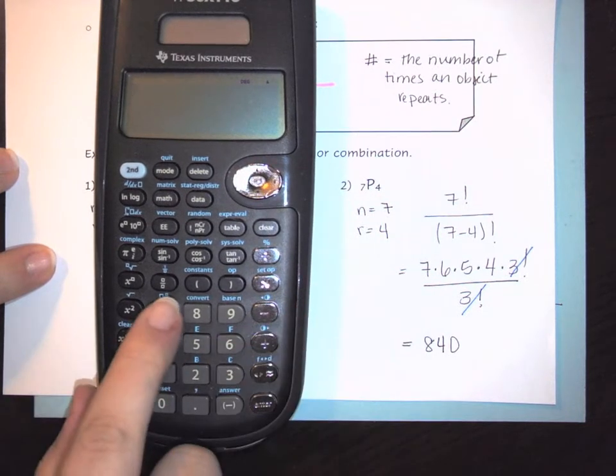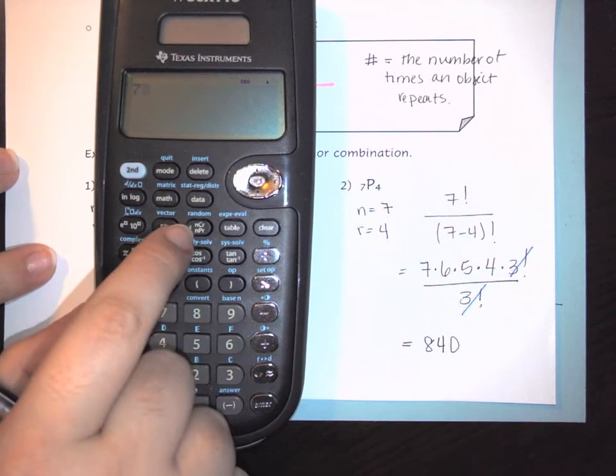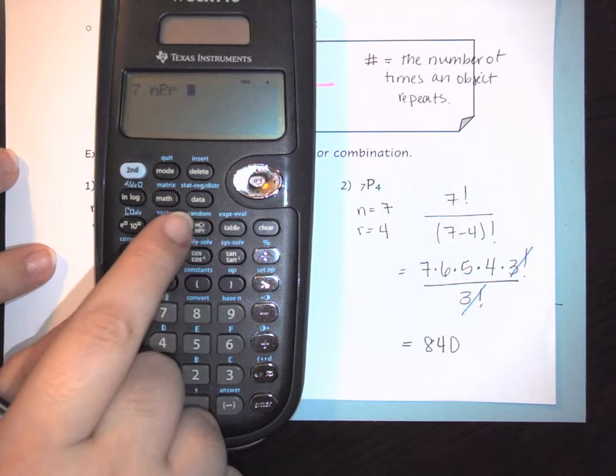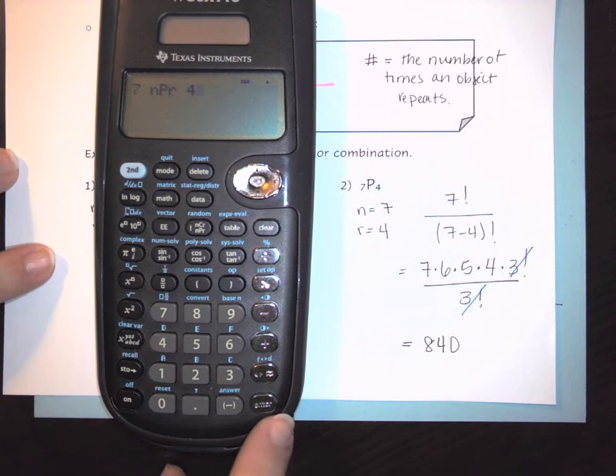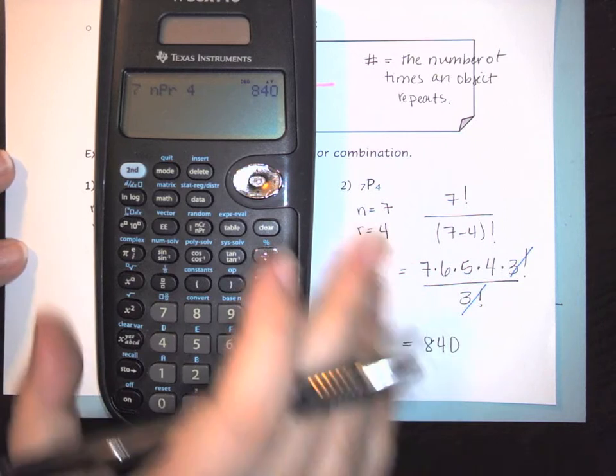Now one more time so you can see once again how it works. I would start with my 7. I'm going to use my probability button, change it over to nPr. I'm doing 7 nPr 4, hit enter, and we get 840.